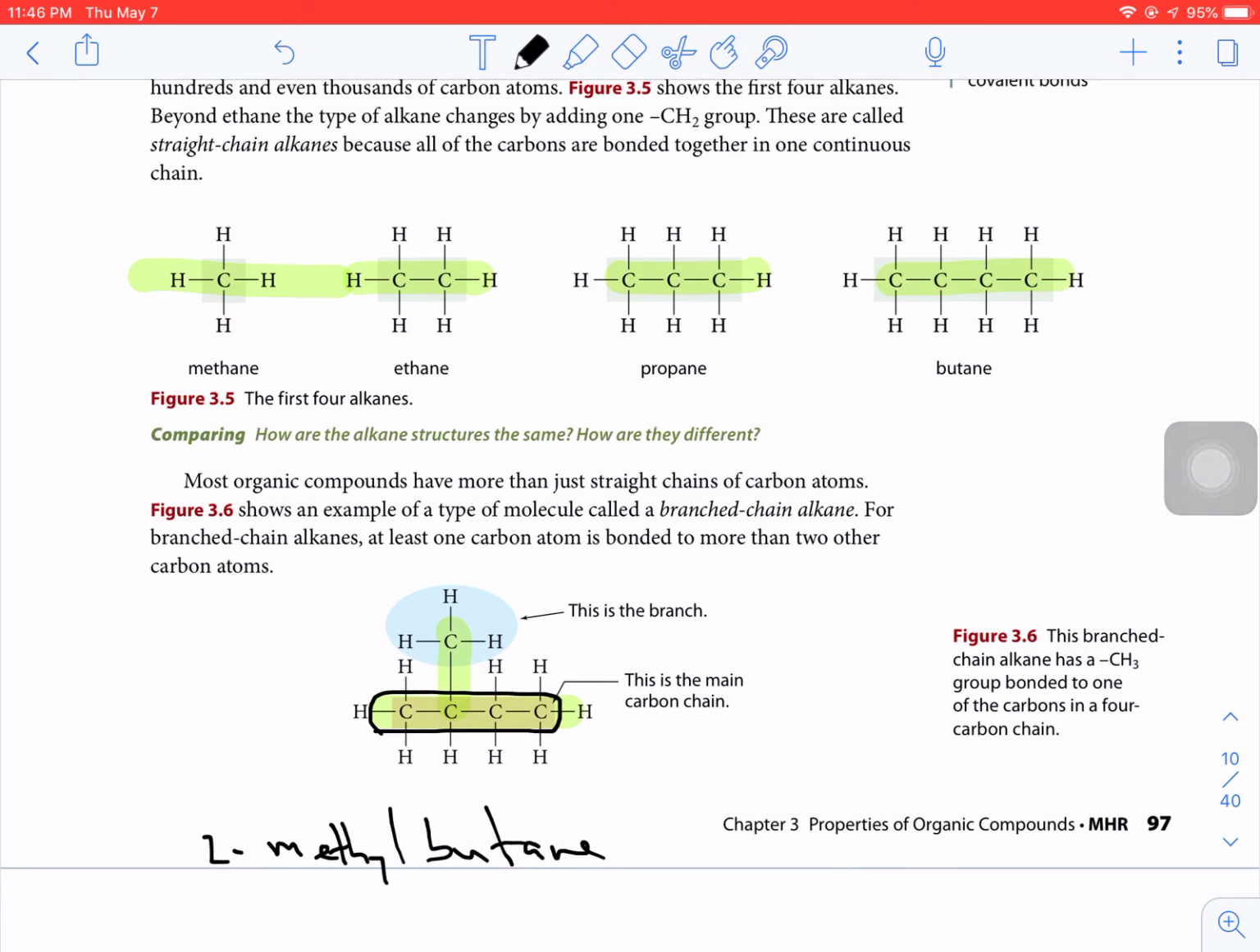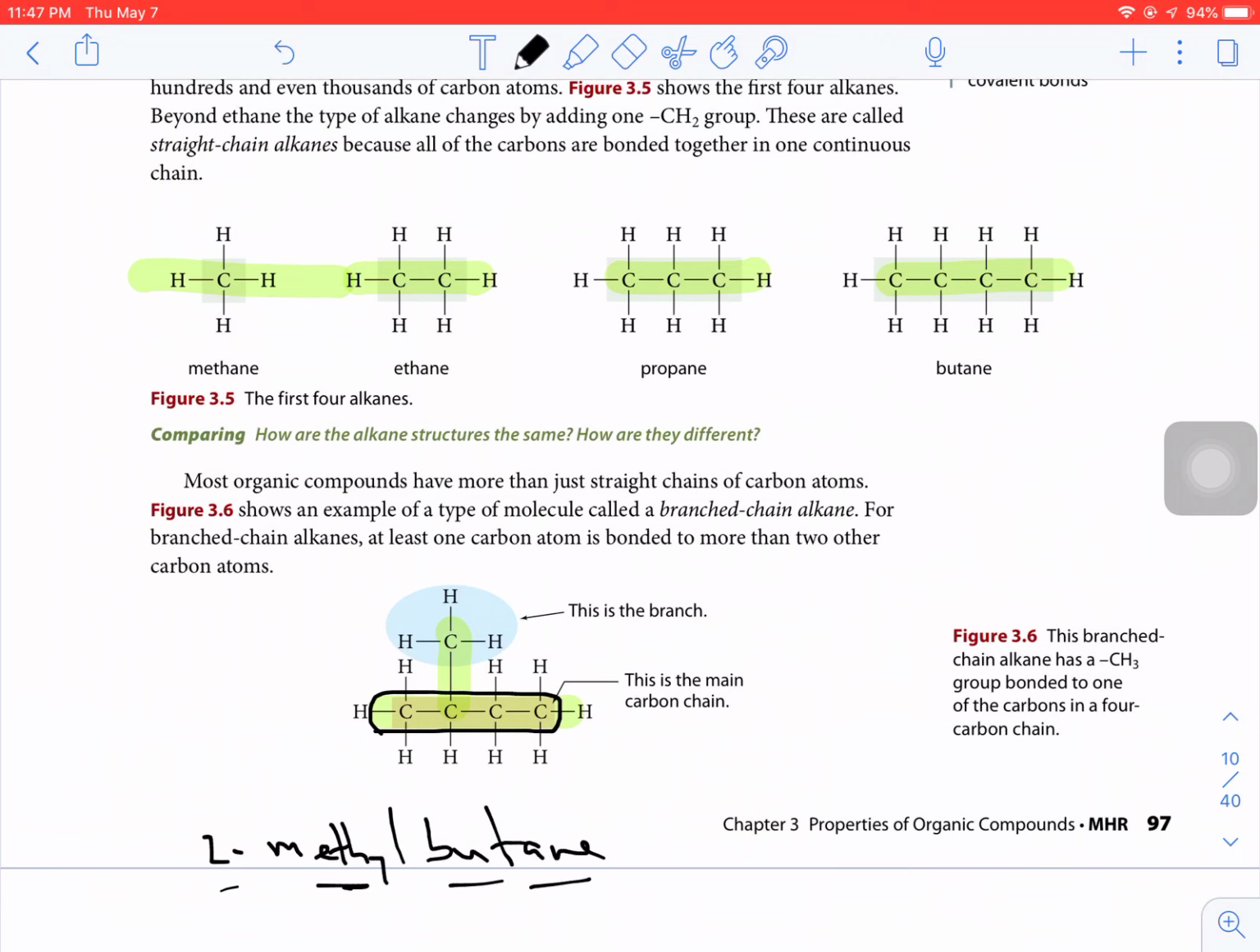What does that mean? It means there's a butane, 4 carbons, in a straight chain. Ane means only single bond carbon-carbon bonds. But tells me there are 4 carbons, and this says that there's a methyl group added to the 2 carbon on the butane. Now notice that the methyl group is CH3.